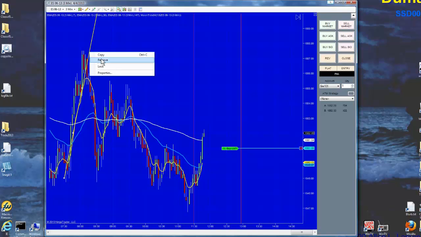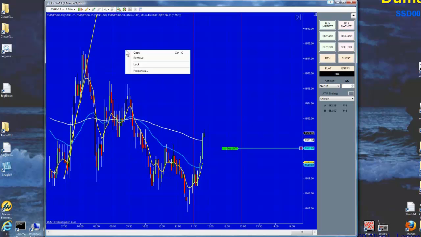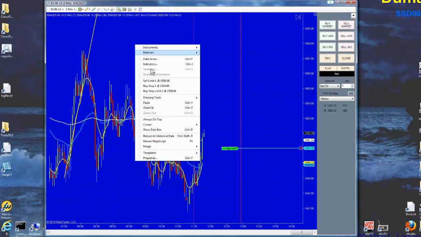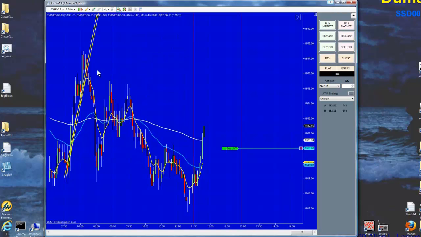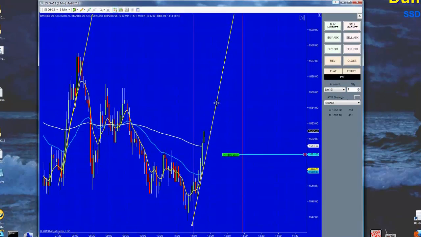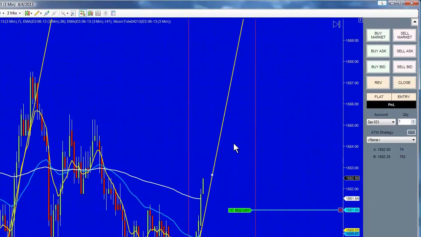But now if I copy this, click off of it, right click, and then I can do a paste. That gives me another copy of that harmonic line, and I see that I'm getting a run here at possibly 6 points per half hour. Now this one went that fast and then it collapsed, so I'm a little bit cautious about that.